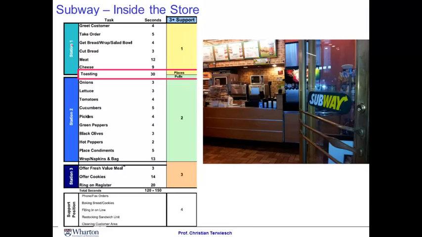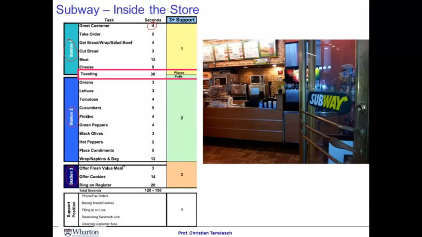Now, time to go inside the restaurant. From some training materials that Subway kindly shared with me, I now know that there are a couple of tasks that need to be carried out in order to make a sandwich. In this picture here, you see how there are three workers, three stations that are making Subway sandwiches in the store at this hour. The work starts at station 1 with greeting the customer.